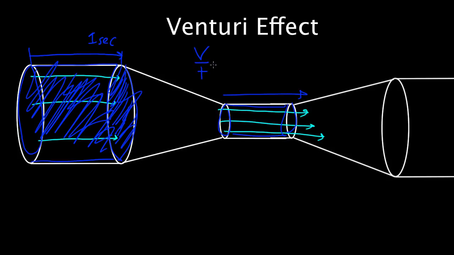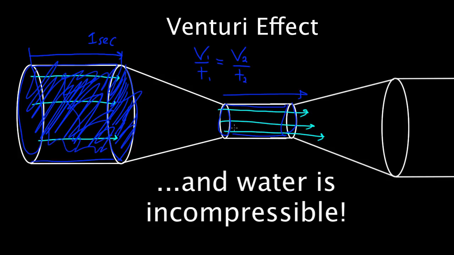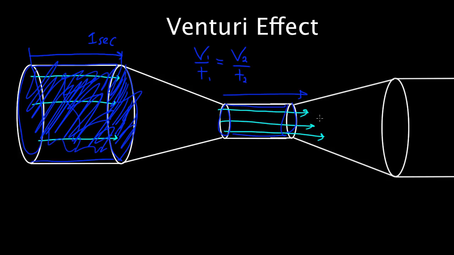The volume per time flowing through one region of the pipe has got to be the same as the volume flow rate through some other region of the pipe, because this water's got to go somewhere. It doesn't just disappear in here. It's got to keep flowing. That means the important part is the water flows faster through the constricted region, sometimes much faster. The smaller this is compared to the original radius, the faster the fluid will flow through here.